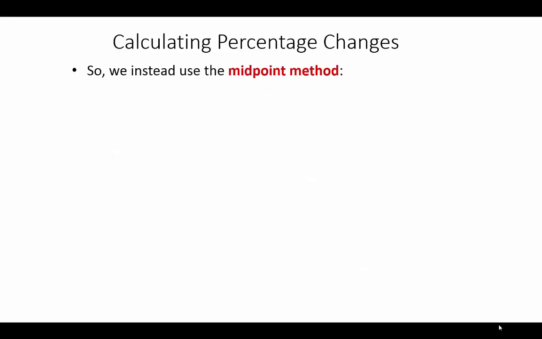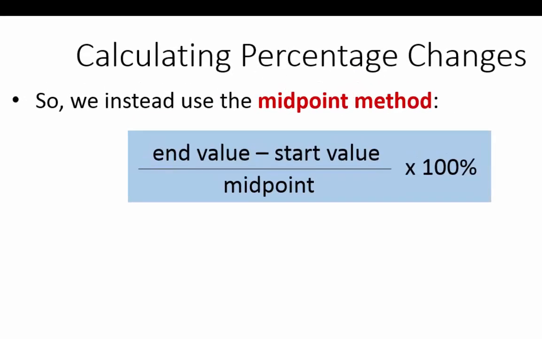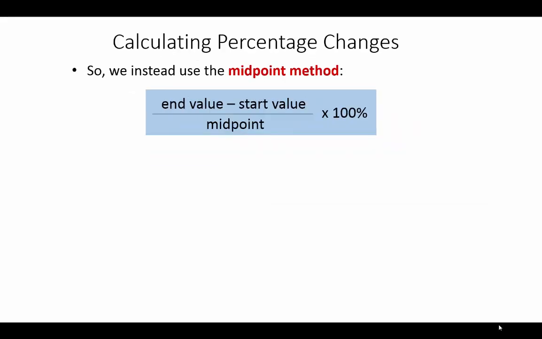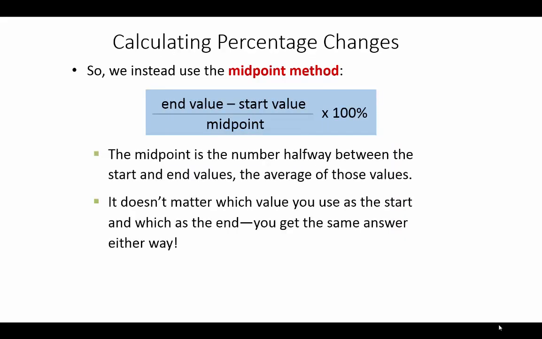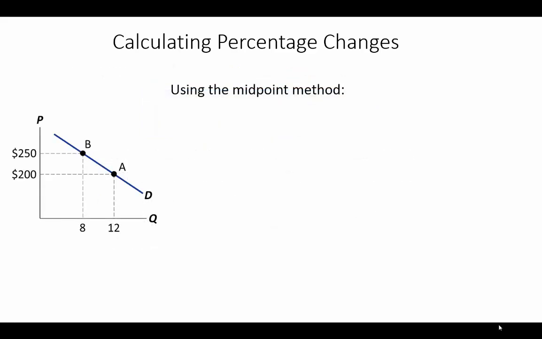So what we're going to do is use what's called the midpoint method. And to calculate these percent changes now, we're going to take the difference in price or the difference in quantity, and instead of dividing it by one or the other endpoint, we're going to divide it by the midpoint or the average value. It doesn't matter what end value and start value we use because we're only taking the difference. So we'll get the same result either way. So whether the price is going up, quantity down, or the price down, quantity up, we'll get the same elasticity result. So we're going to focus on this midpoint method when we calculate elasticities.